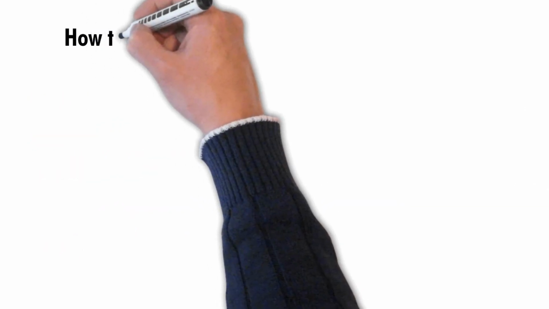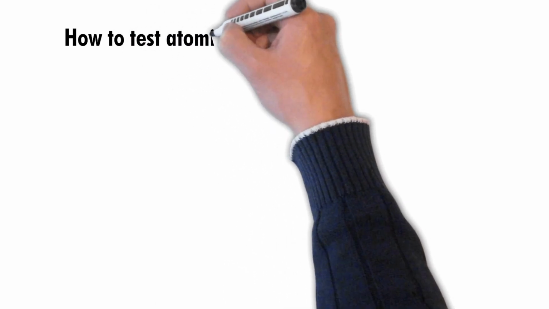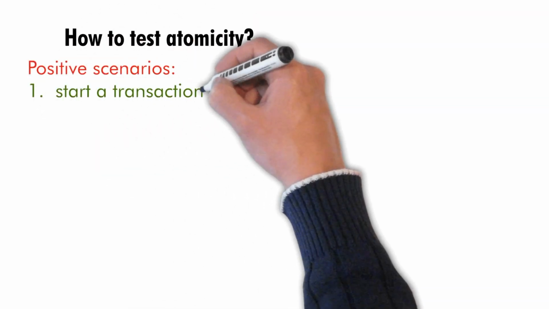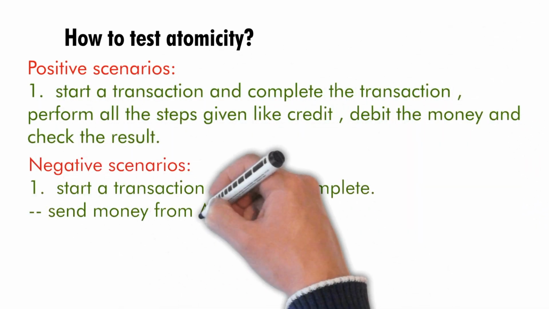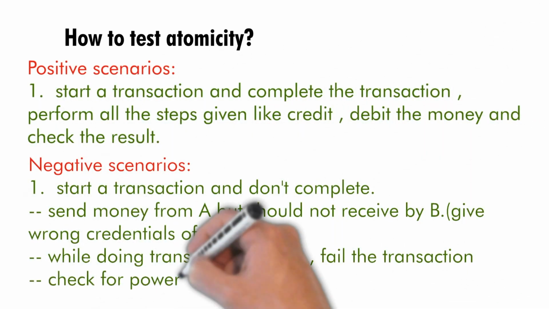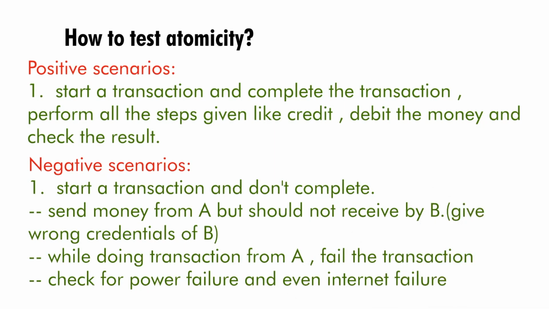Now we have written some positive and negative scenarios to test atomicity. Let's consider them one by one. Positive scenario: start the transaction, complete the transaction, perform all the given steps like credit and debit of the money, and check the result. If the result is proper, then you have passed atomicity.